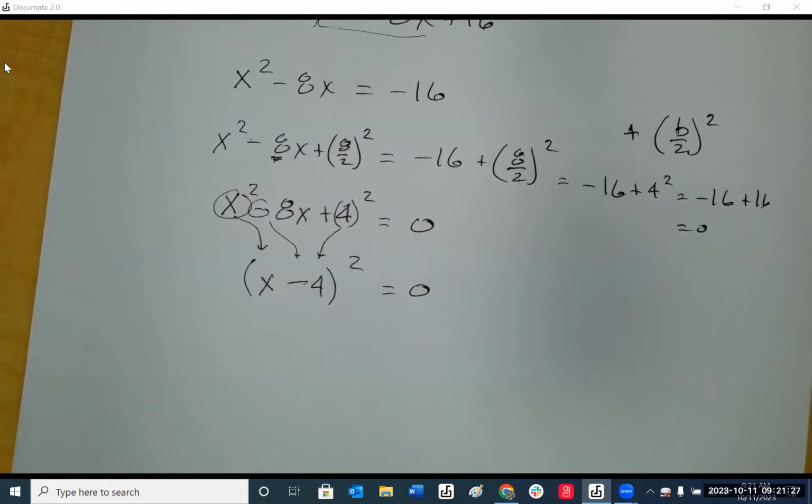That's our x-intercept. We know the graph opens up. We know our x-intercept is 4. So that means our graph will look like this. Since we only have one x-intercept, that's the only place it's touching.